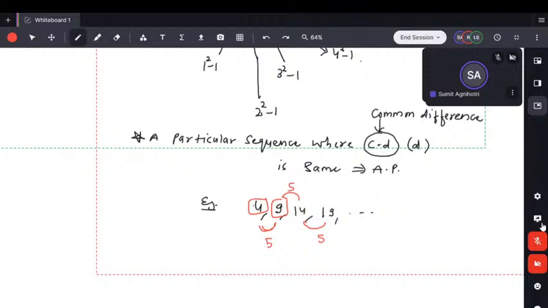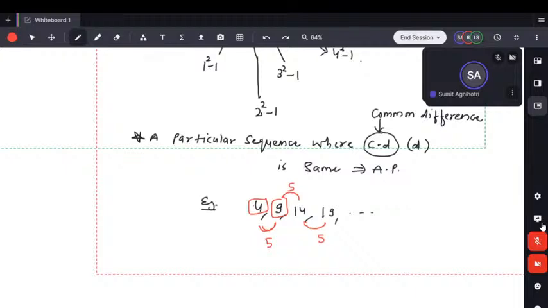Similarly, it is for the fifth term, and you must be getting the same value for the fifth term. 12 minus 9, that is 3. All these are called common difference, and they must be same. Then only you call this sequence AP.